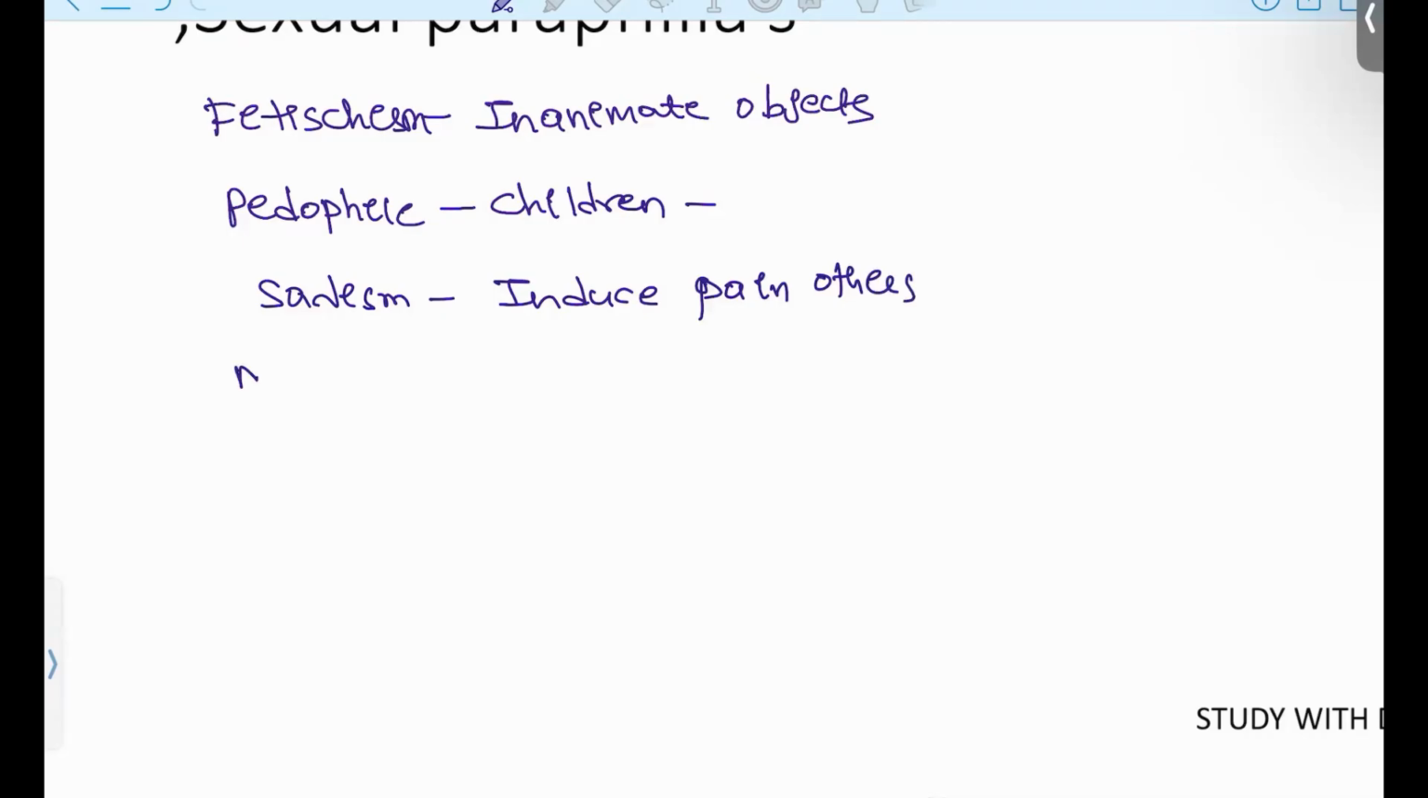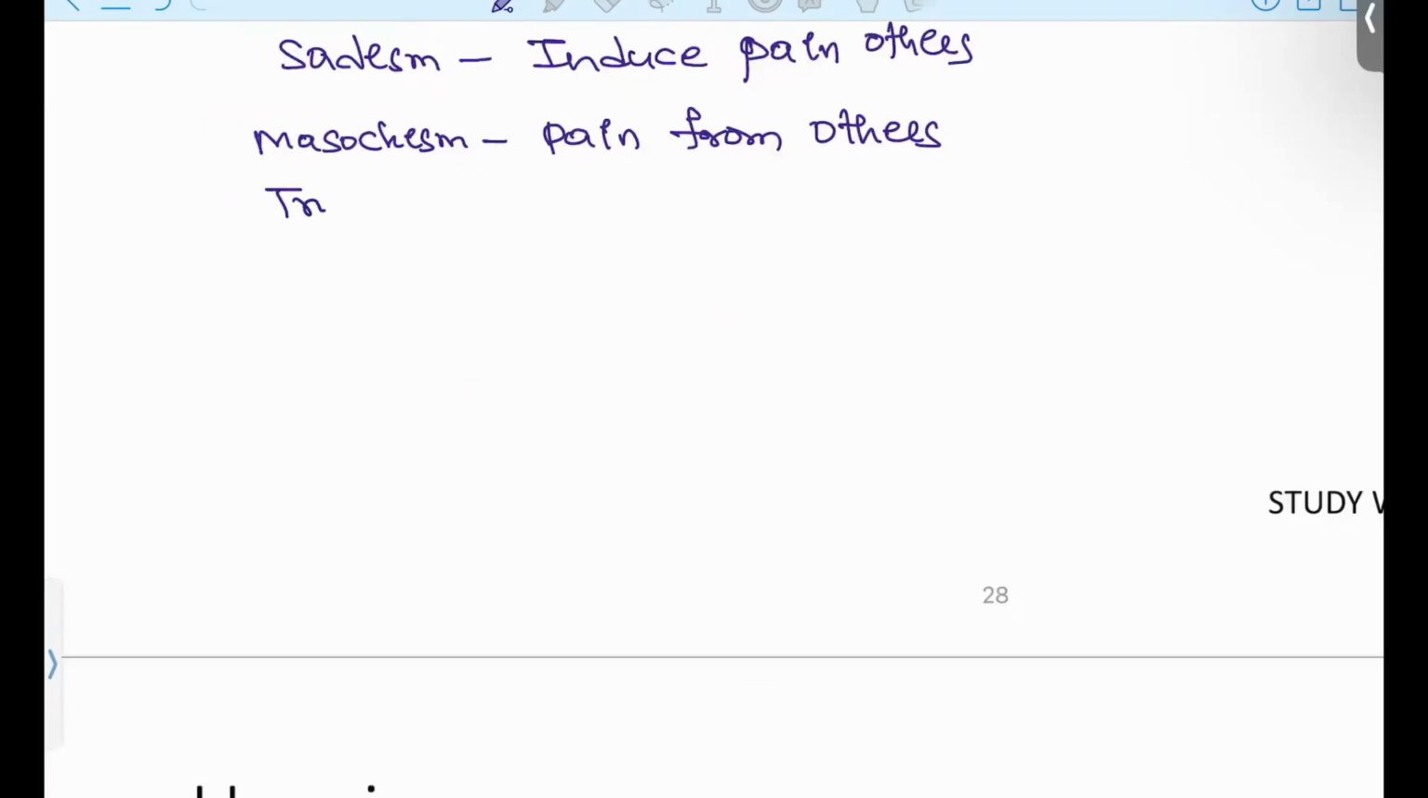And what is masochism? Masochism means they are getting pain from the partners. Okay, pain from others. This is masochism. Whatever the transvestism. Transvestism is usually they are going to get ready in the opposite gender's clothes. This is transvestism.